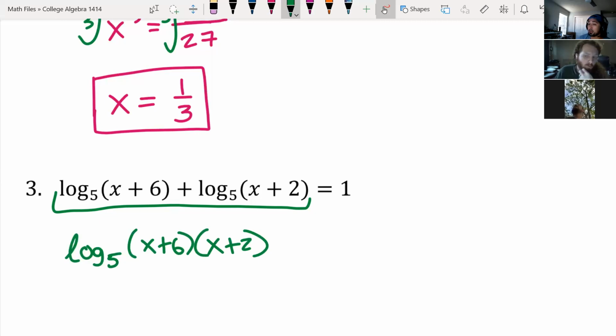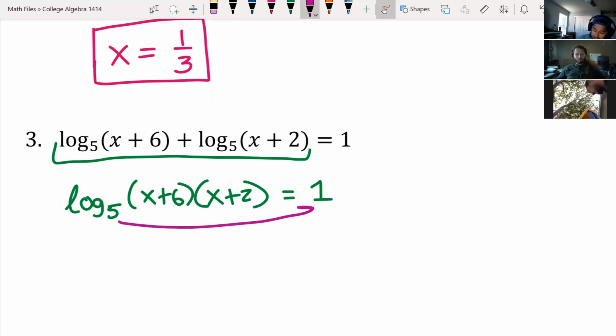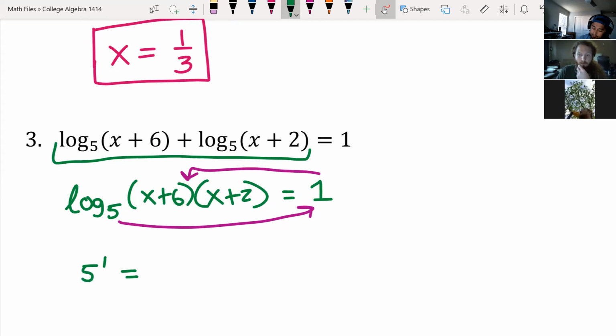So this now becomes log base 5 of (x plus 6) times (x plus 2) equals 1. Okay. We still have to solve for x. So what we're going to do now is rearrange from log to exponential, which means that we're going to take 5, raise it to the first power. So you get 5 raised to the first, and we set it equal to the inside of the log, which is (x plus 6) times (x plus 2).